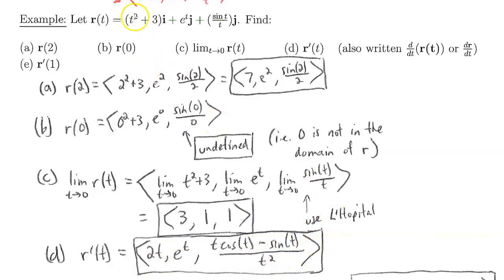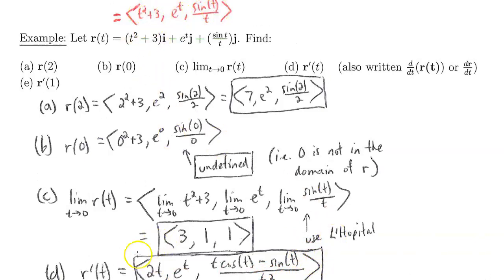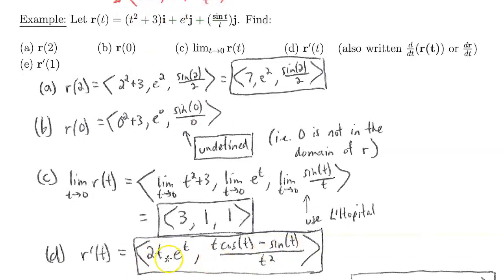Now notice that if r of t is a vector-valued function, r prime of t will be a vector-valued function as well. So kind of like if f of x is a function, f prime of x will be a function. If f of x is x cubed, f prime of x will be 3x squared.